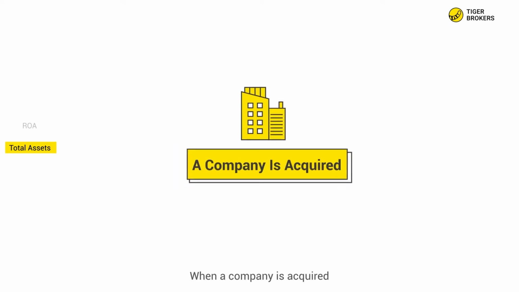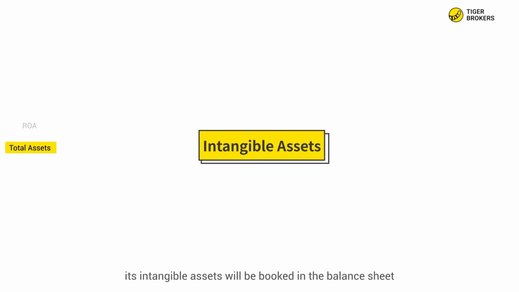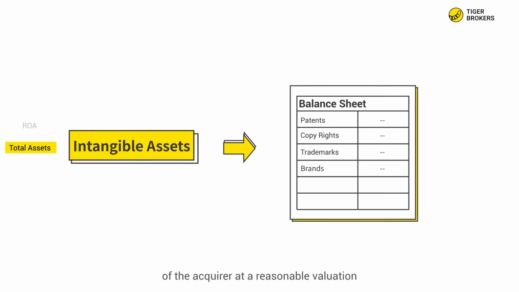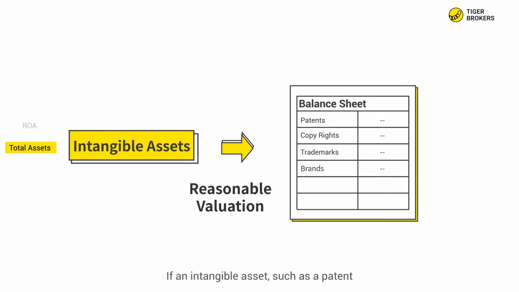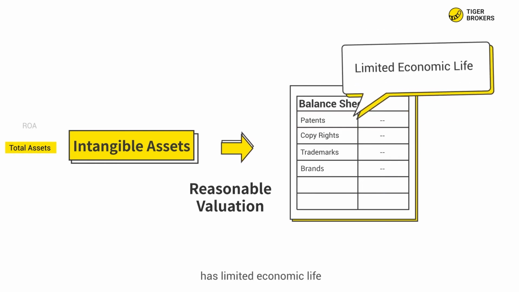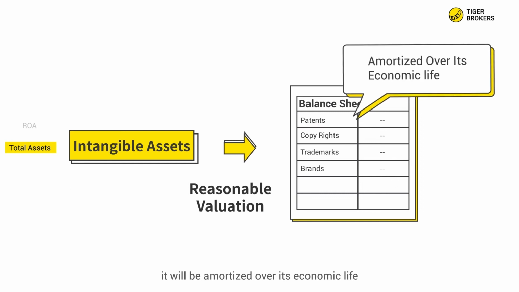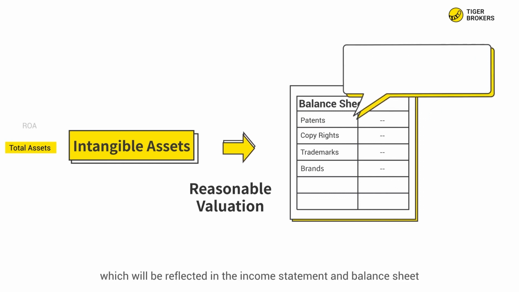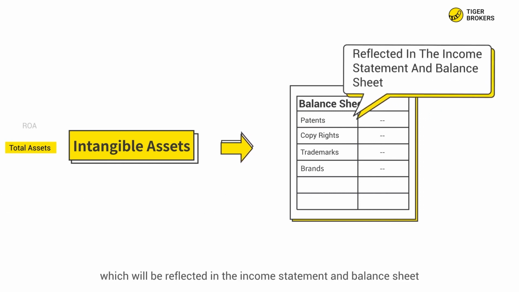When a company is acquired, its intangible assets will be booked in the balance sheet of the acquirer at a reasonable valuation. If an intangible asset, such as a patent, has limited economic life, it will be amortized over its economic life, which will be reflected in the income statement and balance sheet.